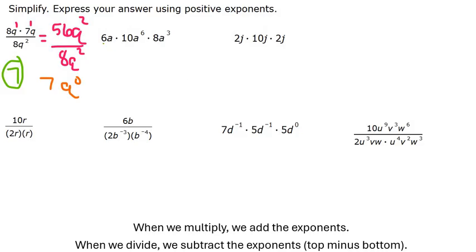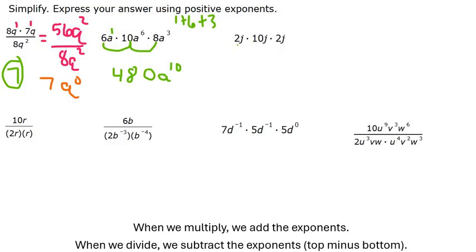For the next question, I'm going to multiply the coefficients first. 6 times 10 times 8 is 480. And then when we add the exponents, there's a little 1 right there. So 1 plus 6 plus 3 is 10. And our answer is 480 a to the 10th power.